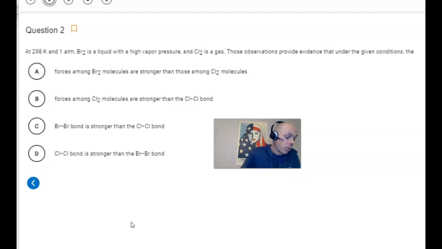C is not true. The bromine-bromine bond is actually weaker than the chlorine-chlorine bond. D is true. The chlorine-chlorine bond is stronger than the bromine-bromine bond because chlorine atoms are smaller. They're both sharing one pair of electrons, and the closer together that atoms are, the stronger the attraction. But that doesn't account for why one is a liquid and one is a gas. That just would account for why the bond is stronger. So while D is true, it does not account for the phenomena.